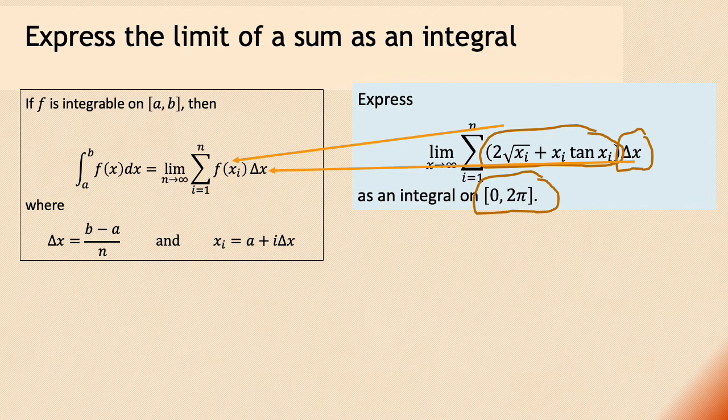So we want to use a definite integral. So our definite integral, we have our upper and lower limits. So the lower is 0, the upper is 2 pi. Our function, f of x, 2 square root of x plus x tan of x. And then dx represents our delta x.